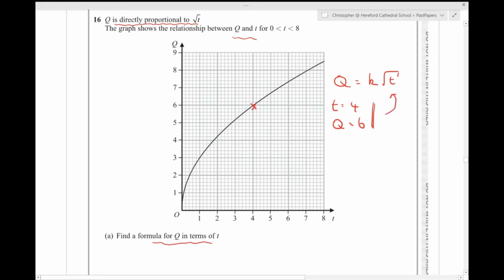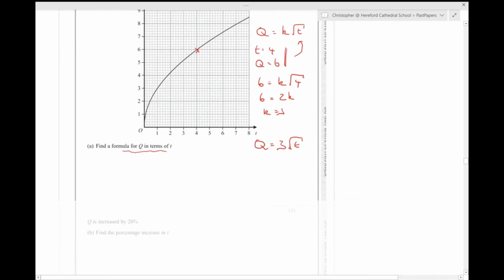So instead of writing Q equals k root t, I'm going to write 6 equals k root 4. Well, that means that 6 is 2k, which means that k is 3. So my formula for Q in terms of t is that Q equals 3 root t, because k is 3. So that's my answer for part A.